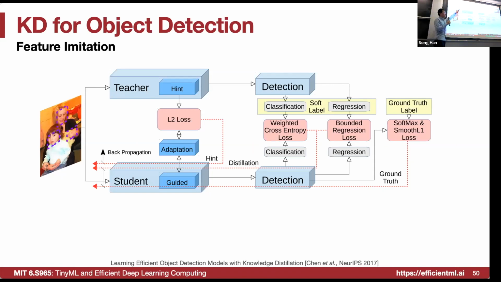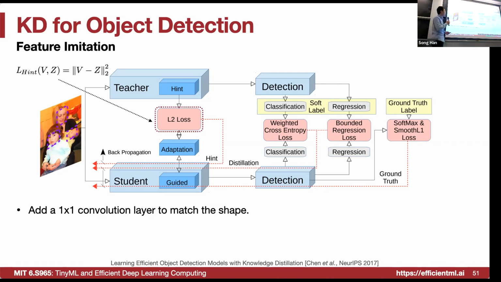For example, object detection is a very critical application for mobile and edge AI, like autonomous driving. They all require accurate object detection. So here we have the backbone, and also we have the detection paths. Here we have the teacher and the student.